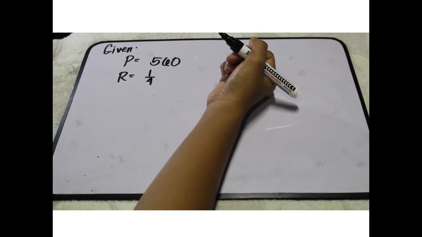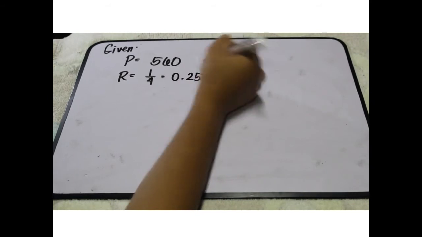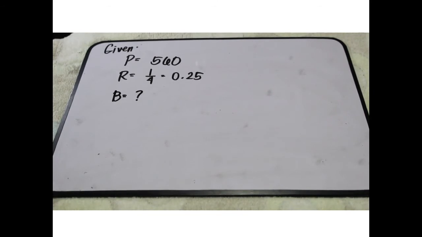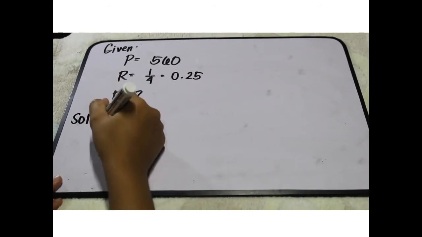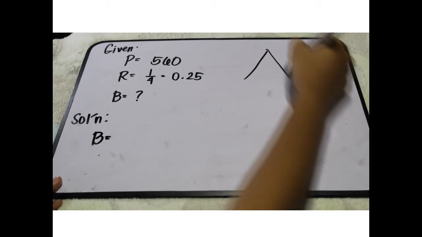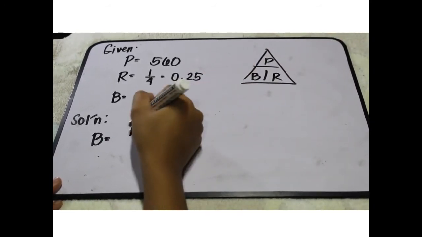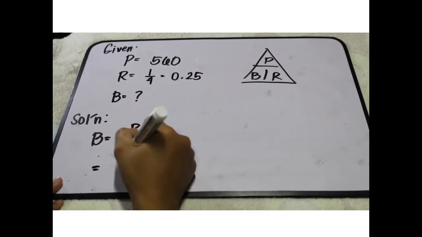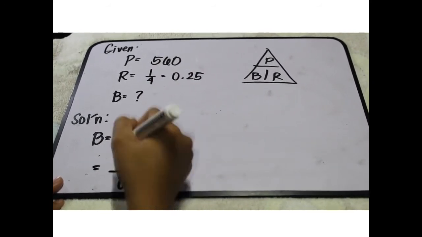Now let's change it into decimal. So that would be 0.25. Okay, so we are asked to find the base. From our question, what was the original price of the dress? So our solution will be base is equal to P over R. Substituting in our formula, we have P, which is 560, over R, which is 0.25.